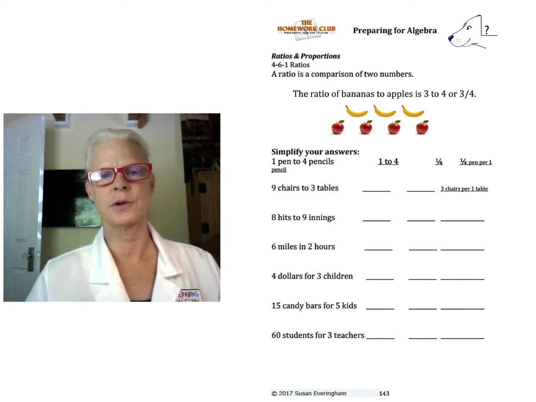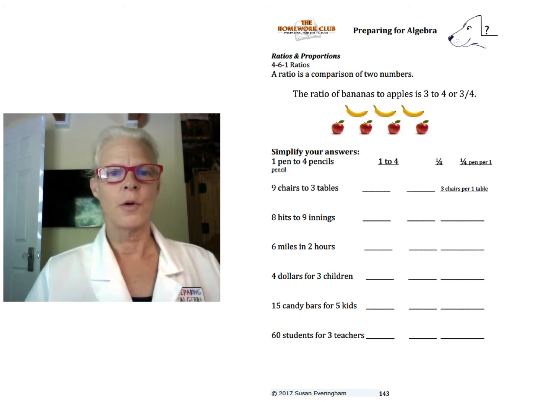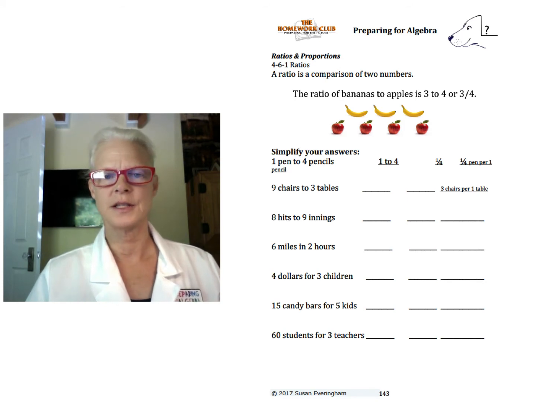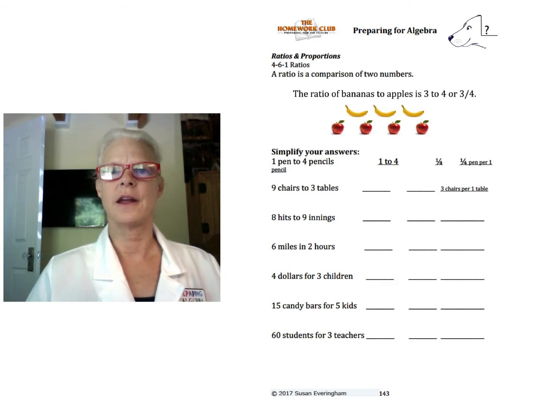This is a very short section. There's only 4 pages for this practice. What we're going to do is ratios, which is a comparison of 2 numbers. You can see in the example, we've got bananas and apples. Got 3 bananas and 4 apples, giving us a ratio of 3 to 4. Please simplify your answers as you go along.